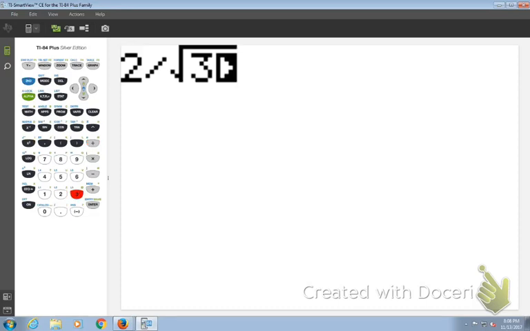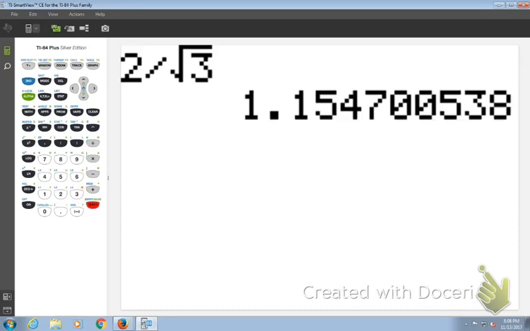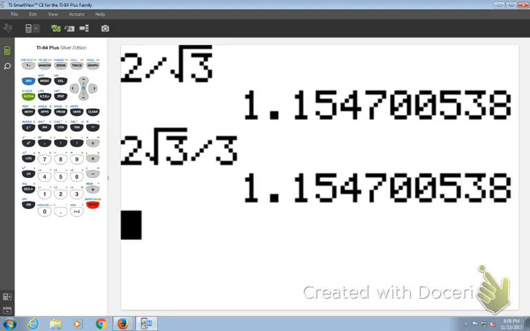If I do 2 divided by the square root of 3, I get a decimal approximation, right? If I do 2 times the square root of 3, divided by 3, what do we get? It is, in fact, the same number. Right? So those numbers have the same value. The only difference between them is one of them has an irrational denominator and the other one has a rational denominator. So that's what rationalization is.